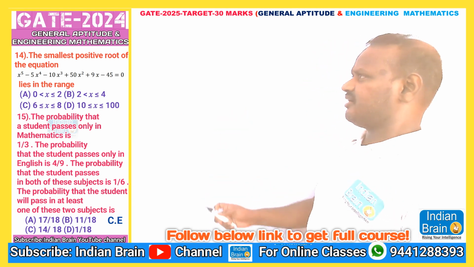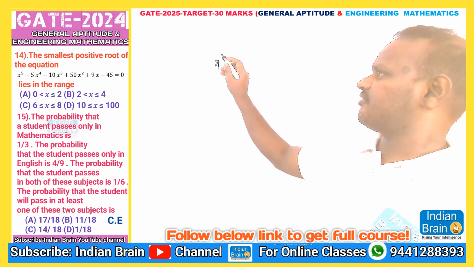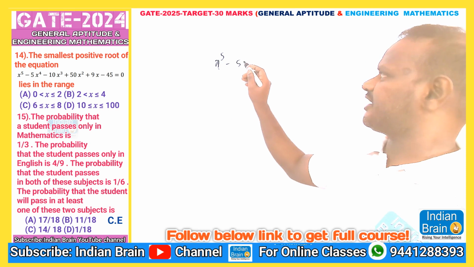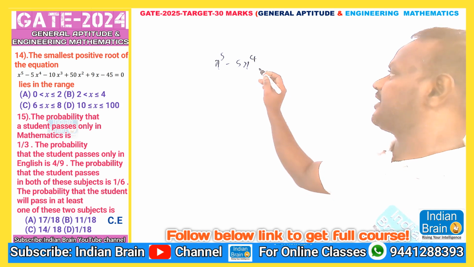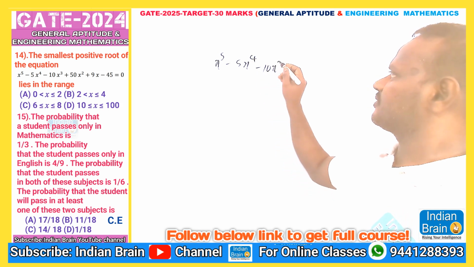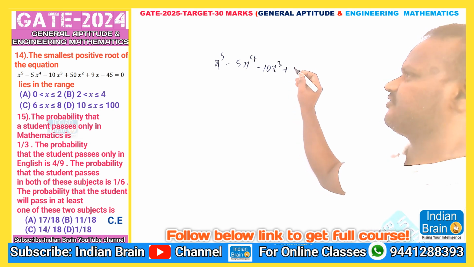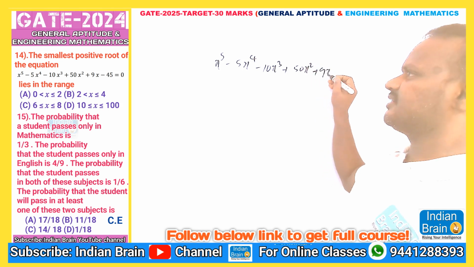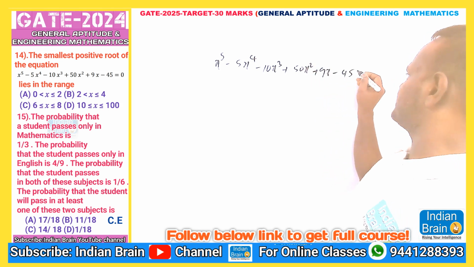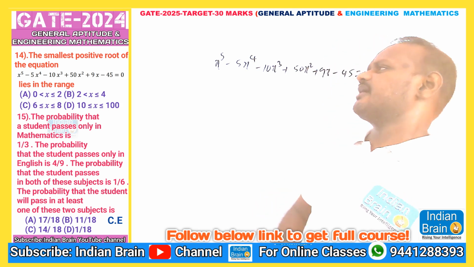Chalo, what is the question here? The equation is very important, right? Equation can be what? x power 5 minus 5x power 4, next 10x cube. By observing this question, it is very big, but it is very easy. Don't confuse. 50x square. Next 9x minus 45 is equal to 0. This is a basic equation here. So what are the given options here?